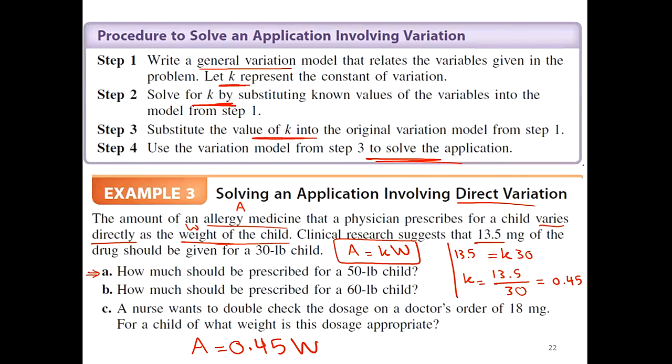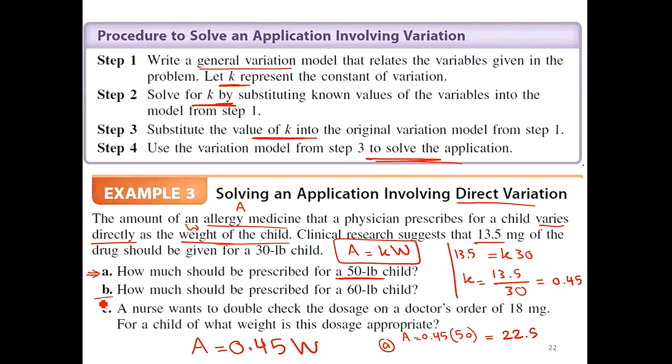How much should be prescribed for a child with weight 50? If we need to find the dose directly from A, A equals 0.45 multiplied by W. W equals 50. So we have 22.5. This is the milligram dose for children with weight 50.